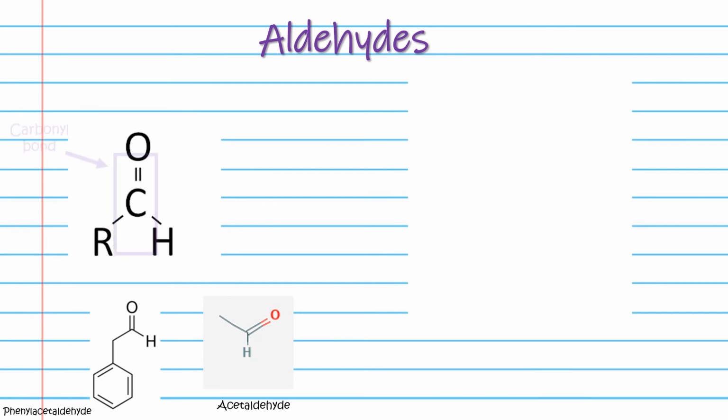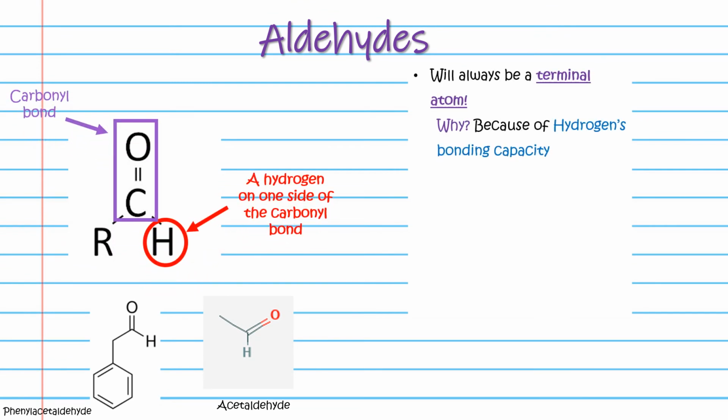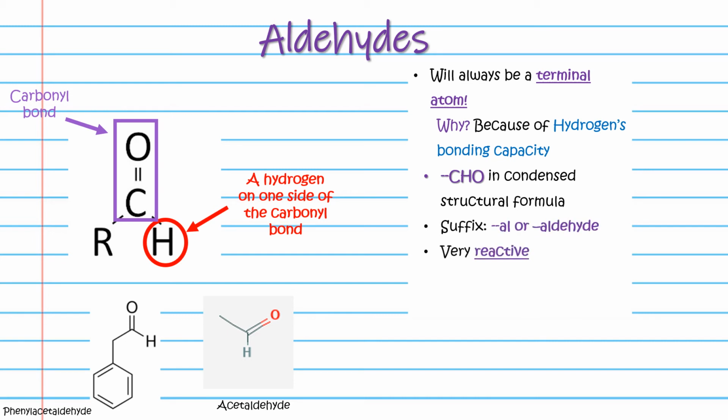Aldehydes will have a carbonyl bond and a hydrogen attached to its side. This functional group must always be at the end of a carbon chain because hydrogen only has a bonding capacity of 1, and oxygen is also satisfying its bonding capacity of 2. Aldehyde is written as CHO in condensed formulas and has the suffix -al for aldehyde. Finally, if you notice their structure, they're not very far away from being an alcohol. In fact, aldehydes can be converted into alcohols and vice versa, and they are also very reactive.